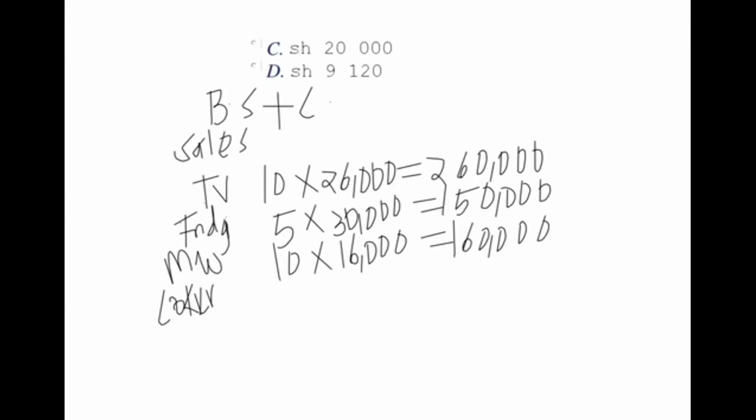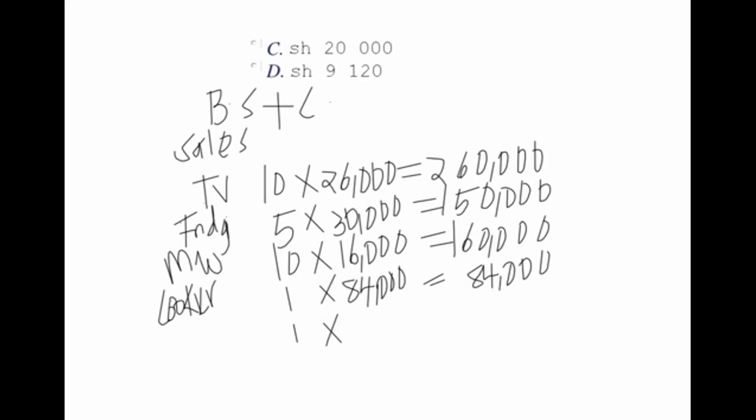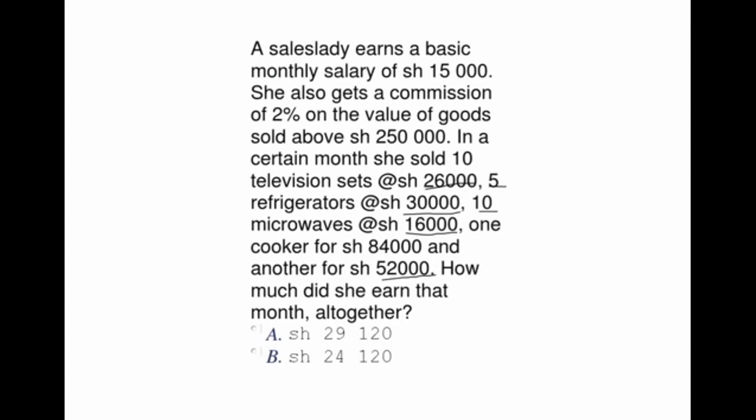Then 1 cooker for 84,000. Cooker, we have 1 for 84,000. This gives us 84,000. And then another cooker for 52,000. So we are going to add so that you can know the total sales for that month.